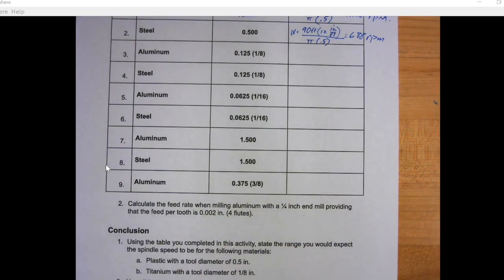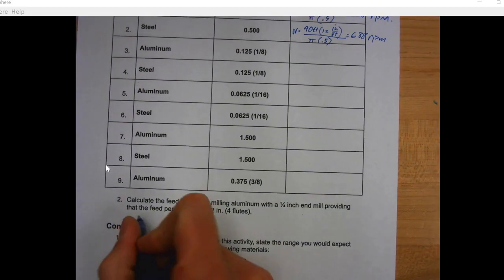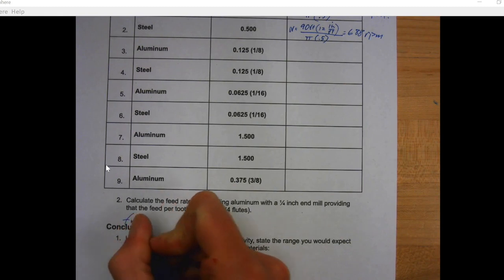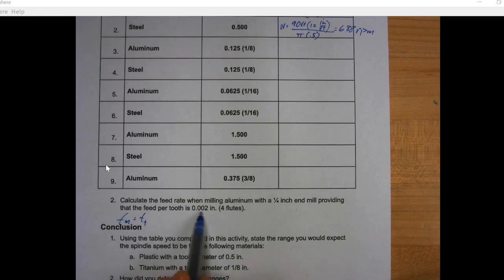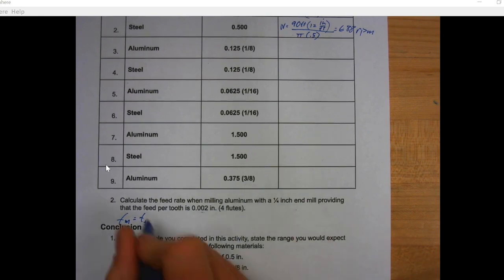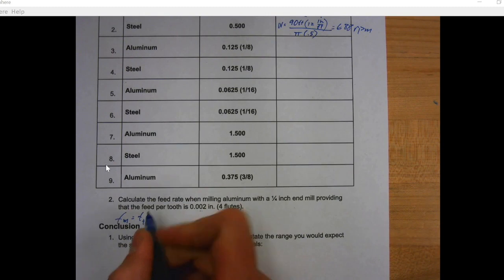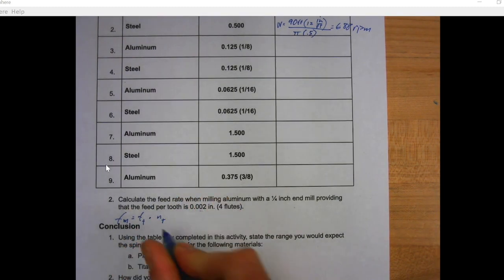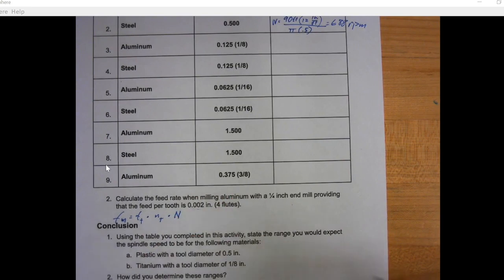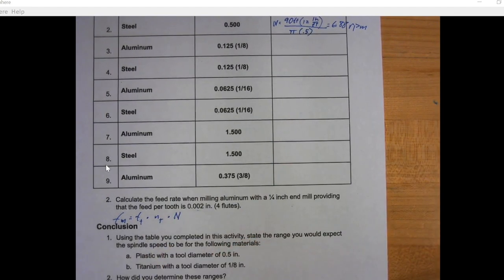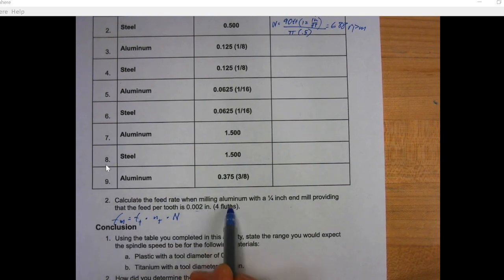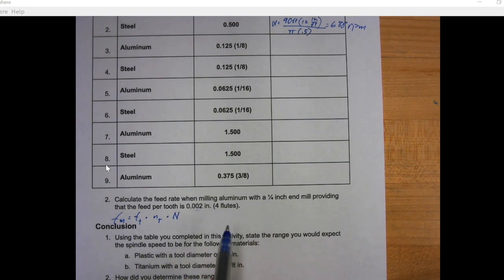So I'm going to lay out the formula for you here. We have feed rate, F sub M, equals F sub T, which is feed in inches per tooth per revolution, and that's our 0.002 inches, times N sub T, which is our number of teeth, times N, which is our speed rate, which is what we've actually been calculating up here. So the first thing you've got to do is figure out what your N is. We're milling aluminum, and we have a 1/4 inch diameter end mill. Those are really the two things that we need to know to figure out what N is.